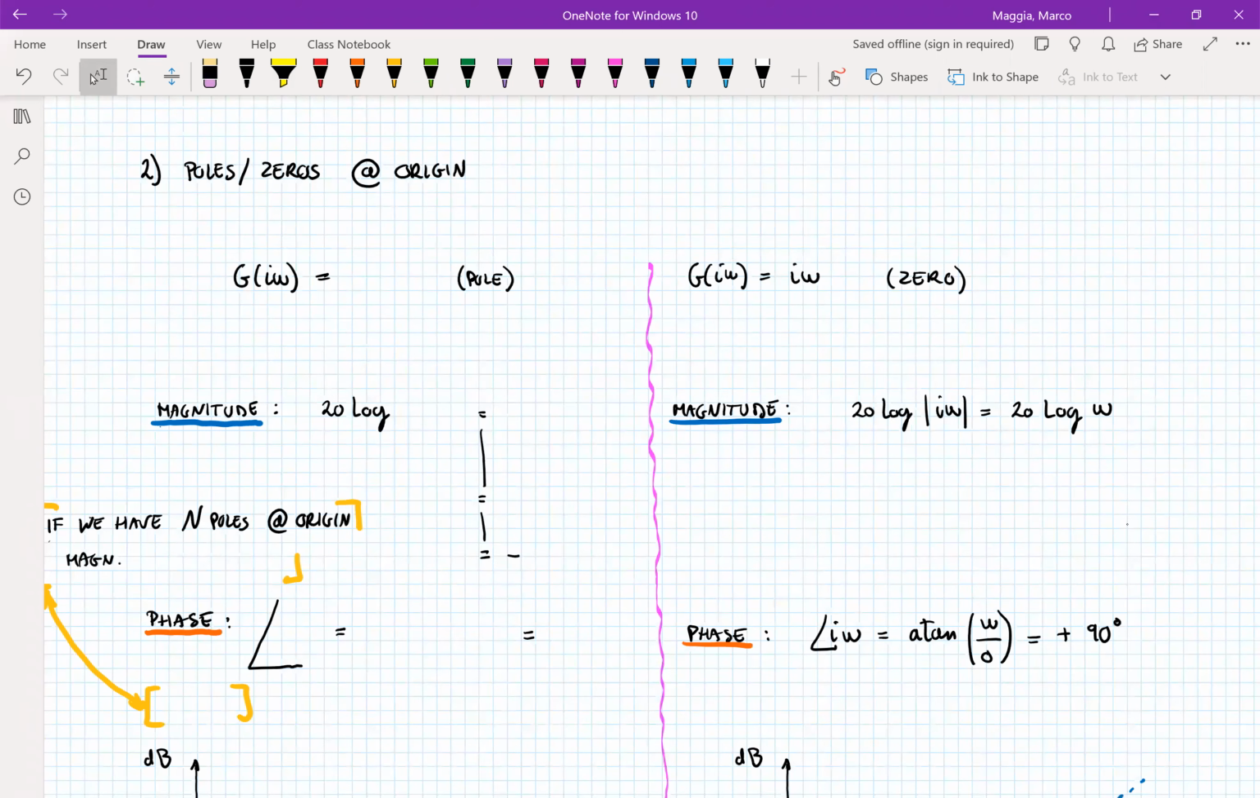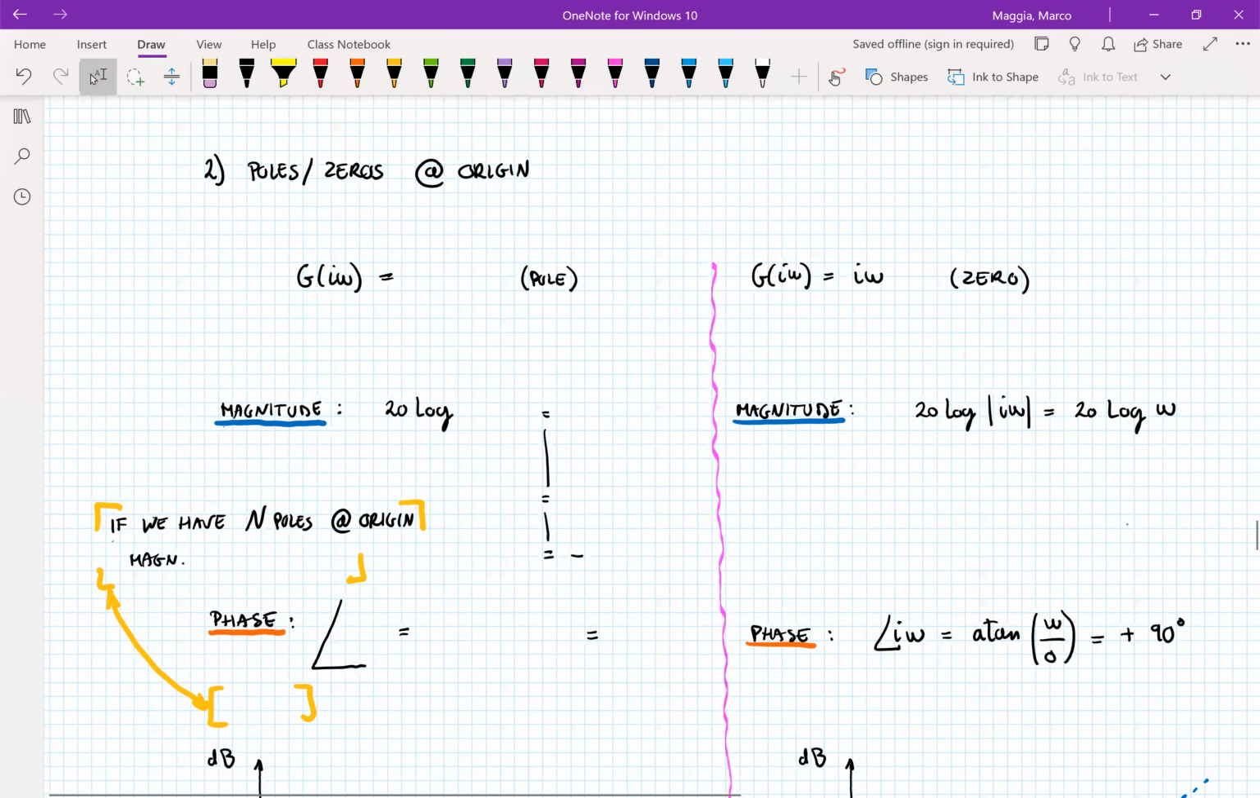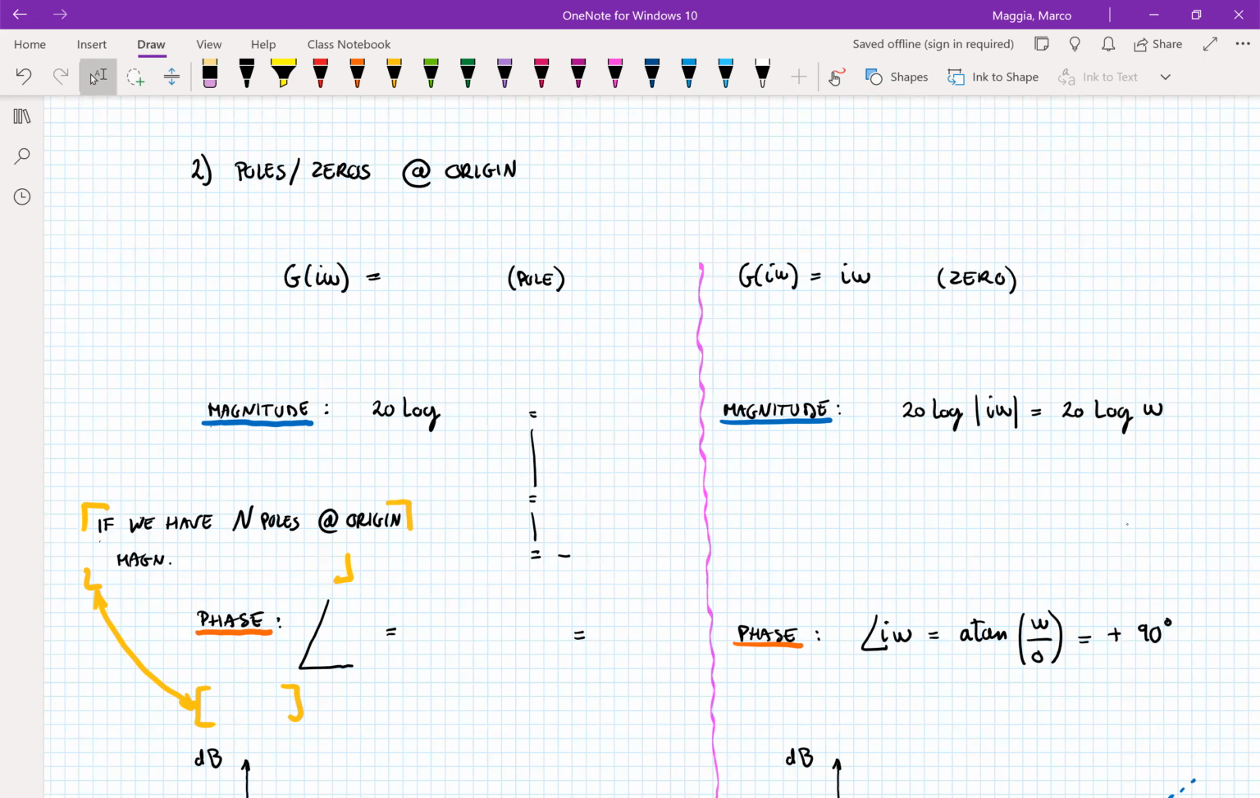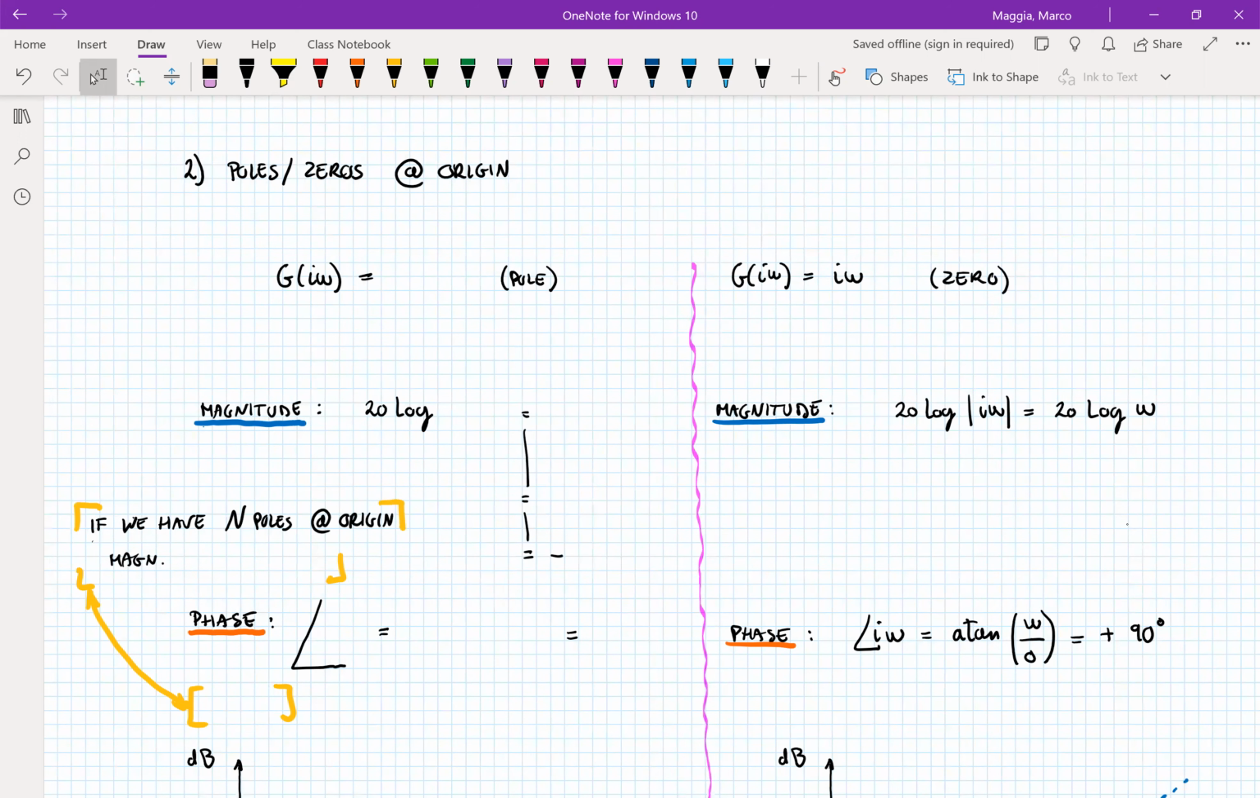So now let's take a look at the contribution of poles and zeros at the origin. I'm going to work on the left of the screen, and I'm going to consider the case of the pole, then everything that you see on the right is the contribution of the zeros. And I'm not going to repeat the analysis for the zeros, just know that it is exactly the same, but it's flipped with respect to the x-axis. We're going to see what I mean.